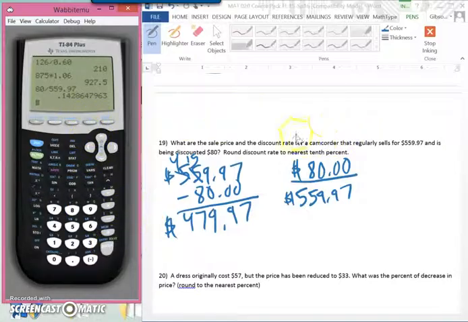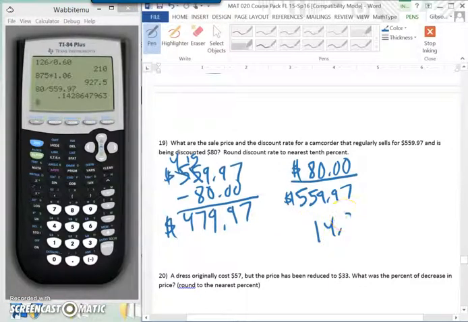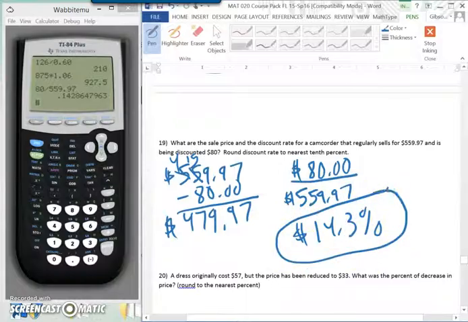And that would give us, they want us to round to the nearest 0.1%. So that'll give us 14.3%. That is the discount. So both of these here are your answers. Are there any questions on problem 19?